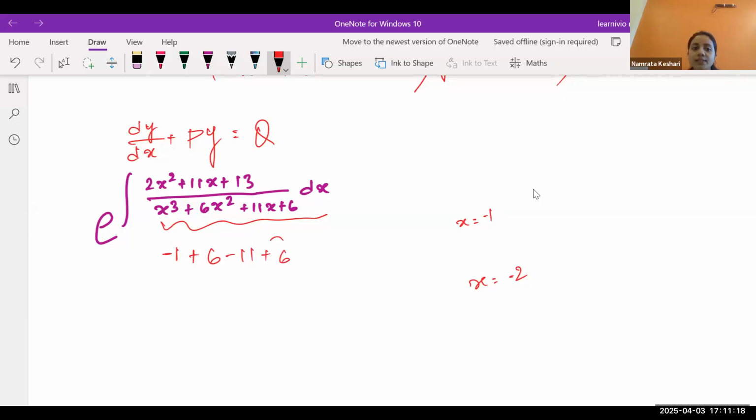Now we can say 6 and 6 is 12, plus 12, and minus 11, minus 1, minus 12. And yeah, minus 1 is making everything 0. Yes or no?